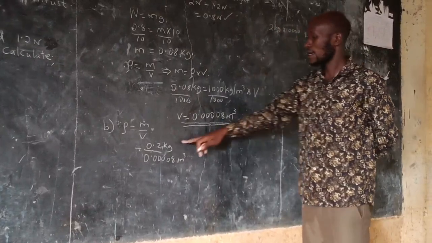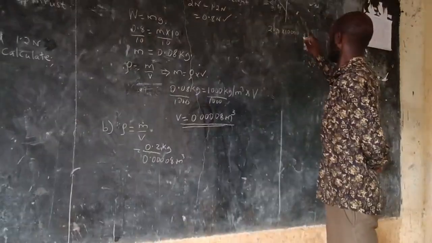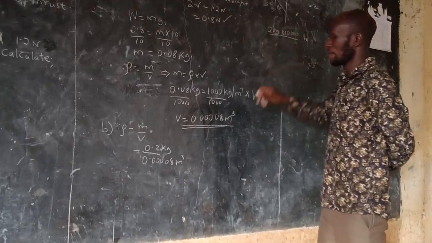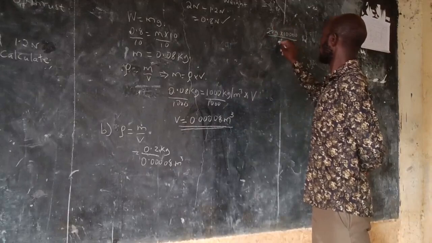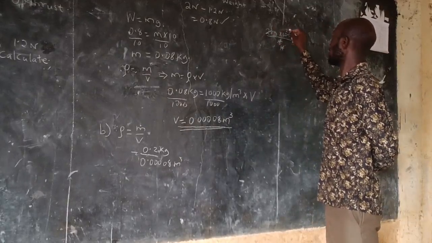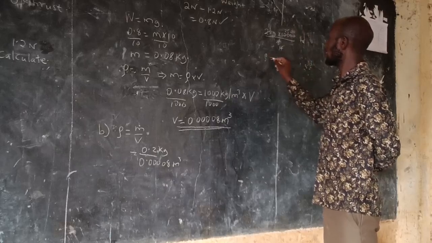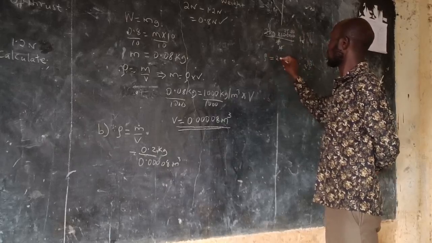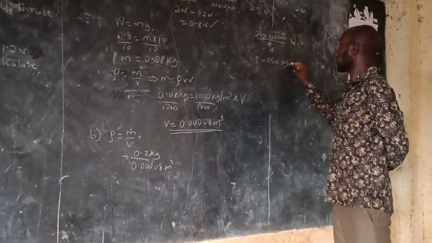Therefore, if we divide here, this will give us 2 kilograms times 10,000 divided by 8. Therefore, these 2 will go here 4 times, then 4 goes to 125 times, then with these 2 zeros here, our density is equal to 2,500 kilogram per cubic meter.